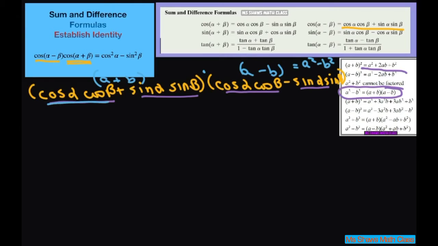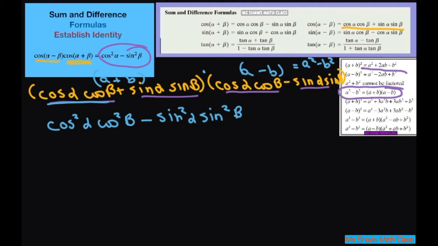I'm going to square my a, which gives me cosine squared alpha cosine squared beta. And then put your minus and then your b: sine squared alpha sine squared beta. Now we have to look at what we're trying to get. I need a cosine of alpha.